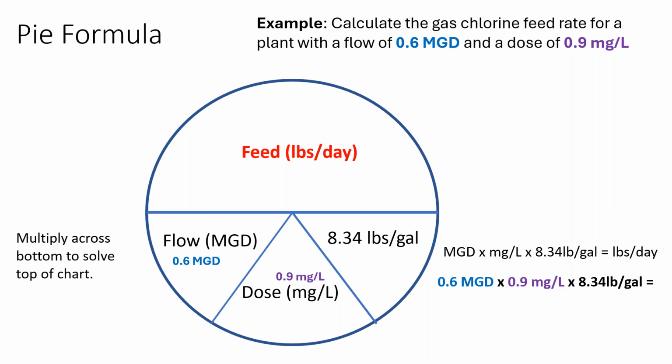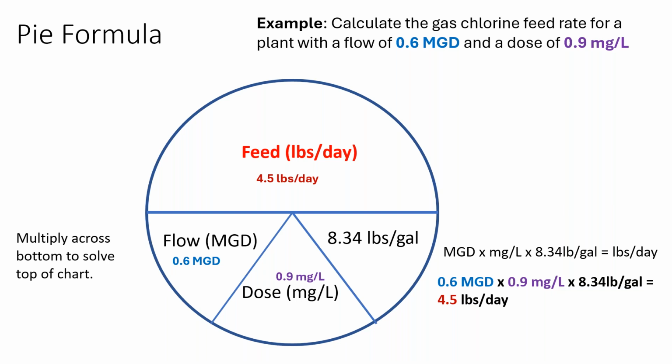I hope you have your calculators and you're following along with me, because I could make a mistake and you could catch it. I get 4.5 pounds per day, and I can write that right into the top there. Then I have a record of what I did to solve that problem. Some people like the pie formula.